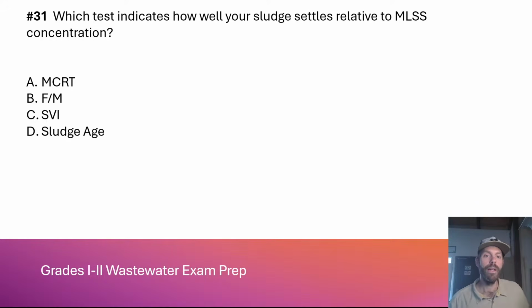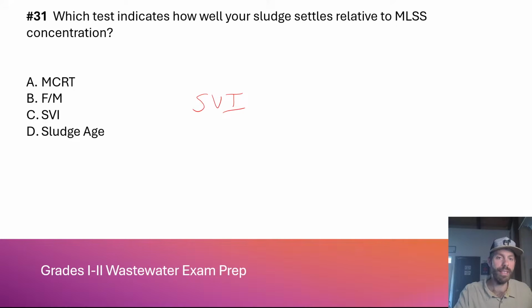31. Which test indicates how well your sludge settles relative to MLSS concentration? A, MCRT, B, F to M, C, SVI, or D, sludge age? And the correct answer is SVI, sludge volume index. And we're going to do that math problem. I think it's the very last math problem in this presentation.